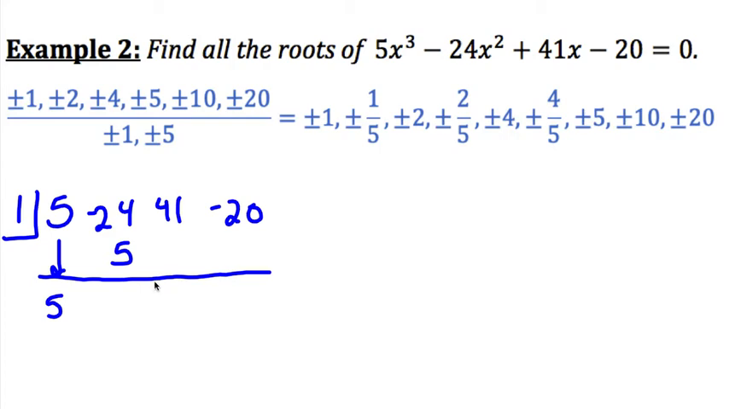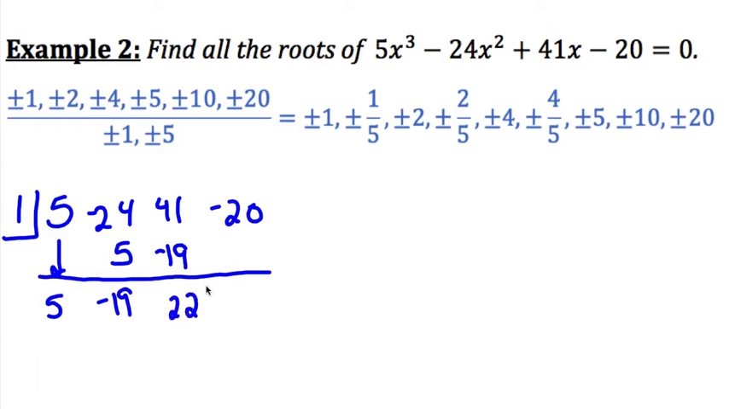Okay, so negative 24 plus 5 gives you the negative 19. Negative 19 times 1 is negative 19. Okay, and then 41, you can look at it as either plus a negative 19 or minus 19, however you want to do that. Doesn't really matter, but that's going to give you 22.